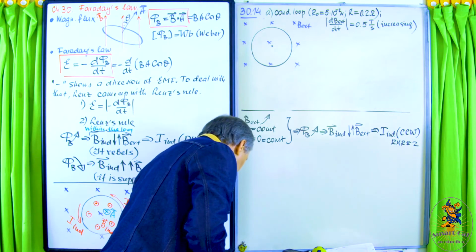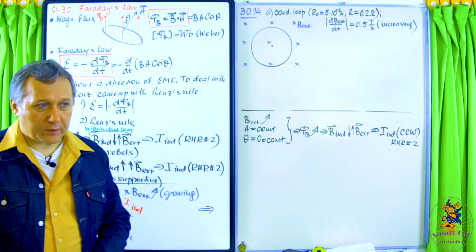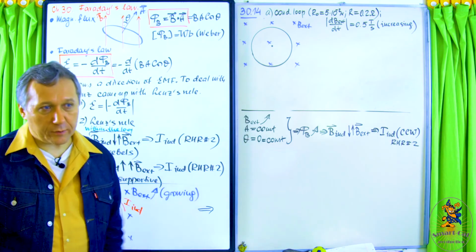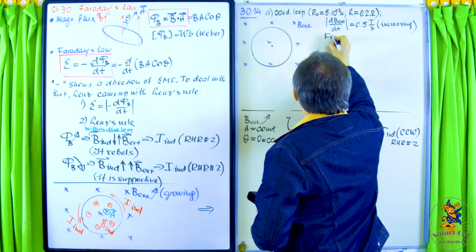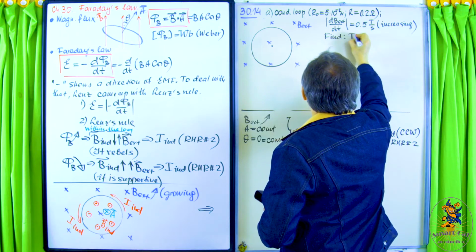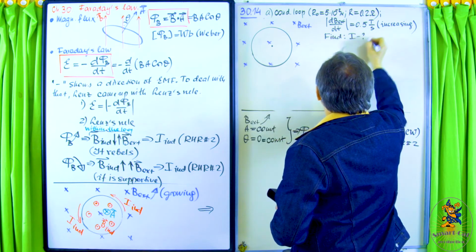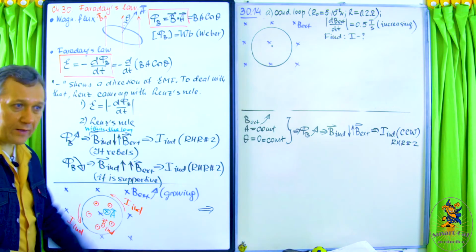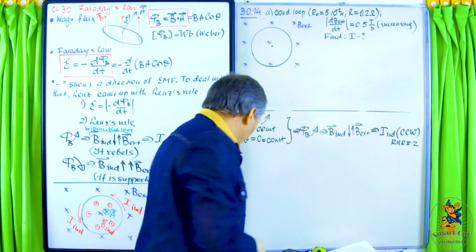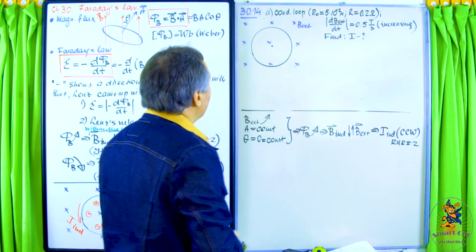That's it, that is what is given. So we need to find information about the current: the direction, and the value of the current. So we need to find I, right? Not just a direction like what we've done over here, but also the value of the current, right?